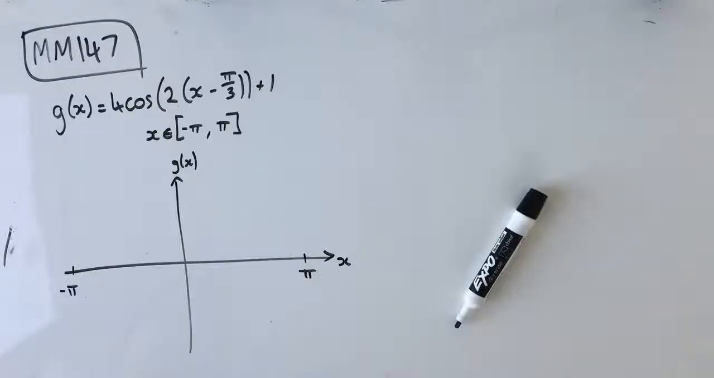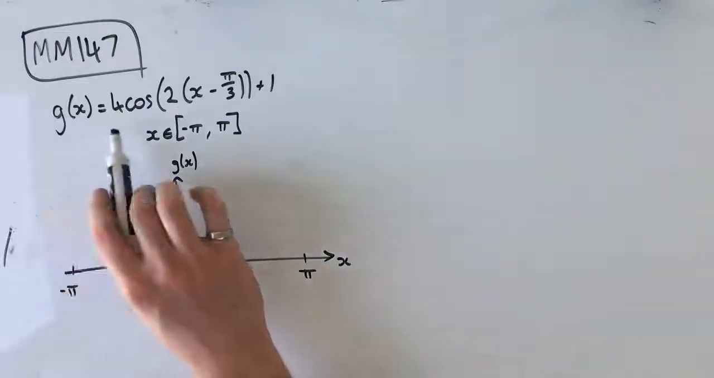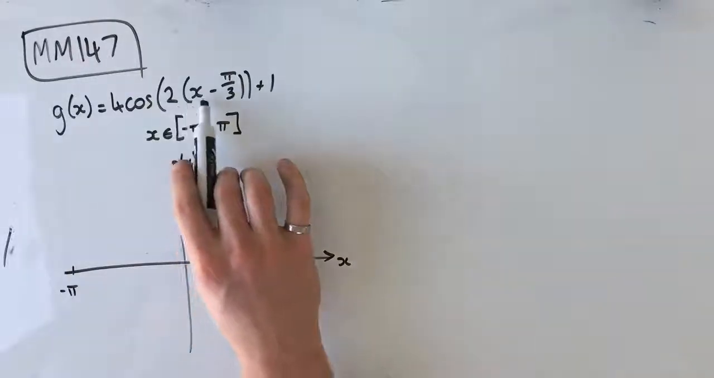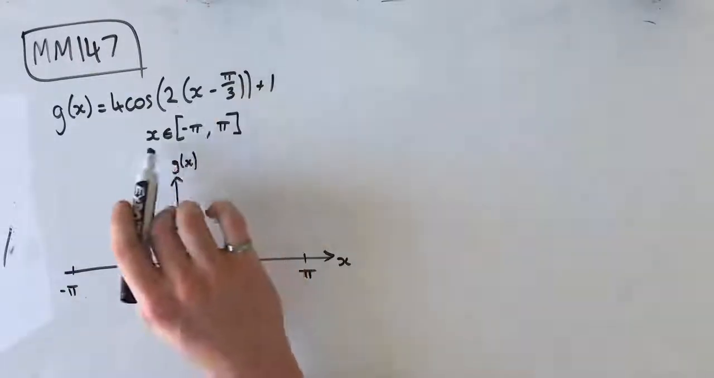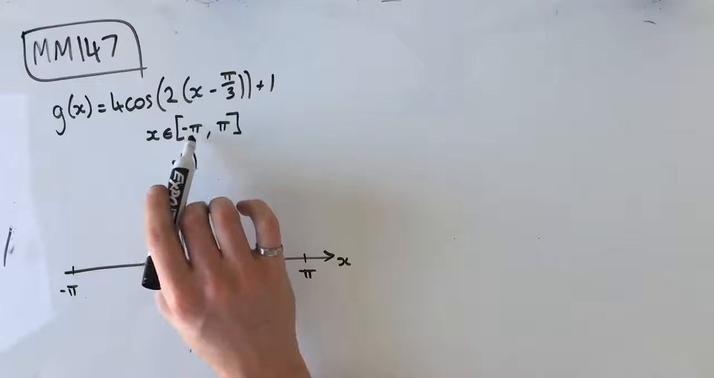Hey guys, this is question MM147 of the Math Methods Fortify study guide. Today we have to sketch a graph. We've got a function g of x equals 4 cos of 2 times (x minus pi on 3) plus 1, where x is between negative pi and pi.